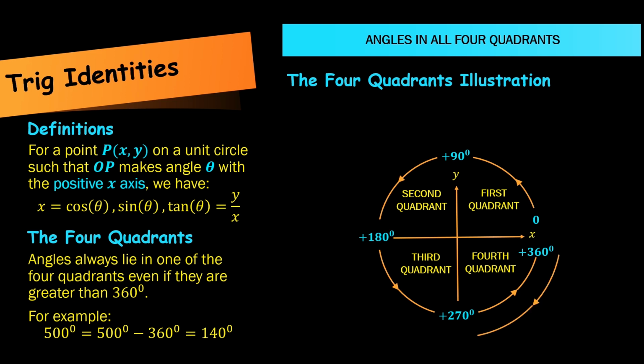Now if we go the other way, we're at minus 90 degrees here in the fourth quadrant, so between 0 degrees and minus 90 degrees. And we're in the third quadrant from minus 90 degrees to minus 180 degrees. In the second quadrant from minus 180 to minus 270. And finally from minus 270 to minus 360, or 0 degrees, we're back in the first quadrant.